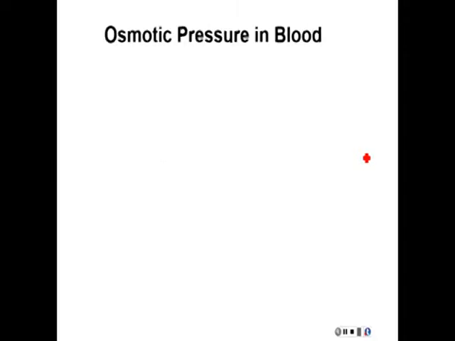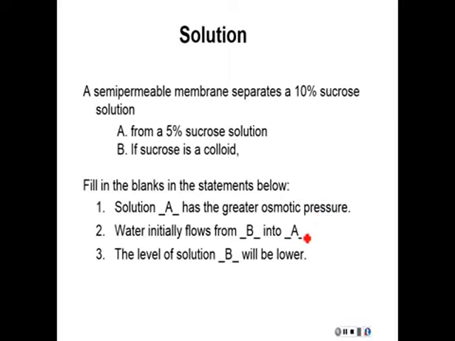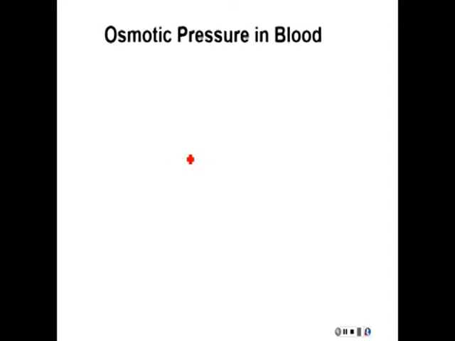So the answers are, oops, I think I missed that. Here we go. Okay, now solution A has the greater osmotic pressure because you're saying from this 5% sucrose solution, because it's dissolved in water. If the sucrose was a colloid, it wouldn't break up as much and it's not going to give you that same effect. Water initially flows from B into A, and the level of B will wind up being lower. Because for B, the sucrose isn't really dissolving. That's why that's happening. So B is more like just water. And that's why we get these answers.